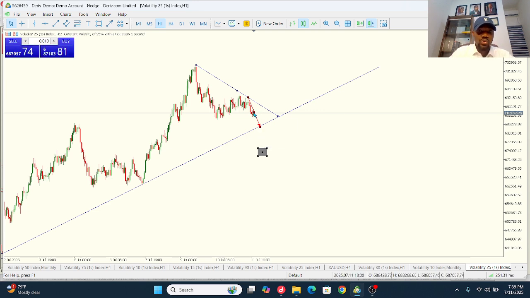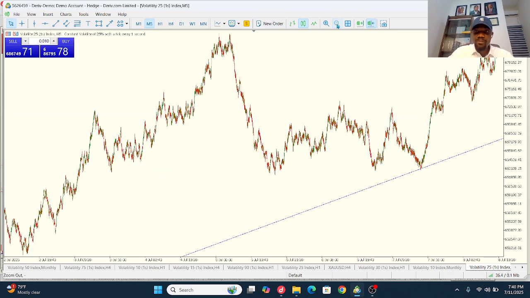I will go to my M5 for entry. Right now I cannot go to my M5 for entry because there is no decision yet. I have not taken a decision. So until H1 has given me a trigger, which is come to my trend line, give me a price action, then I'm ready for a buy. Now, before I take that buy, I will then go to my M5 for confirmation.